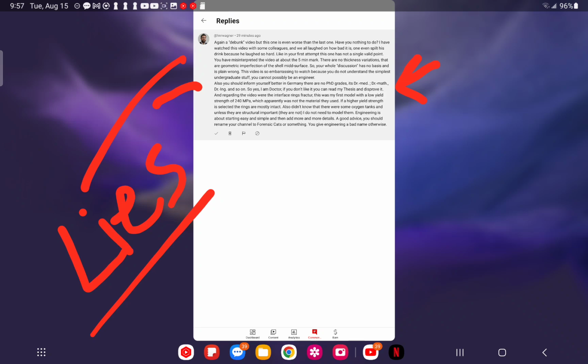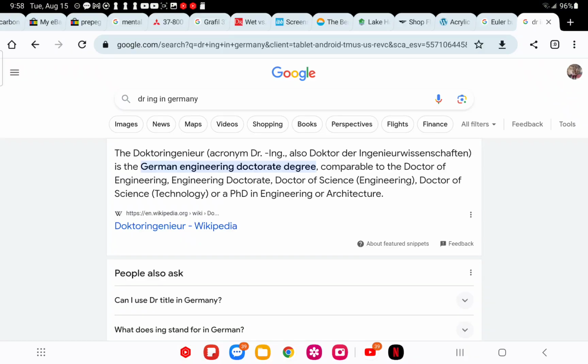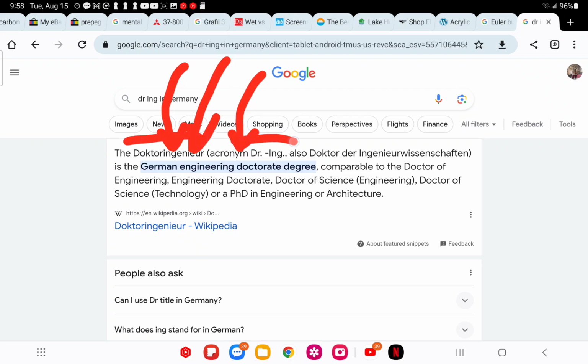So there are PhDs in there, all right? As we look up doctorates in Germany, it says the correct way is Dr.-Ing., or whatever it is, the acronym for the German engineering doctorate degree. It's not "doctor," it's one word, and now he's using the acronym.